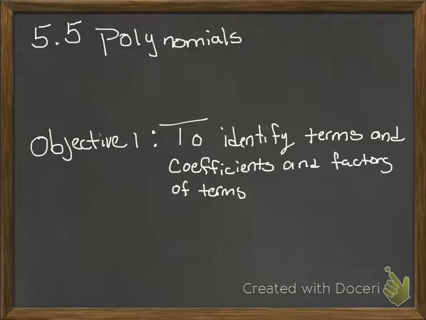5.5 is polynomials. We're going to discuss what polynomials are and how we can solve polynomials. So first and foremost, what we need to do is to identify terms and coefficients and even factors of terms. And these terms will be part of our polynomials. Multiple terms make up polynomials.